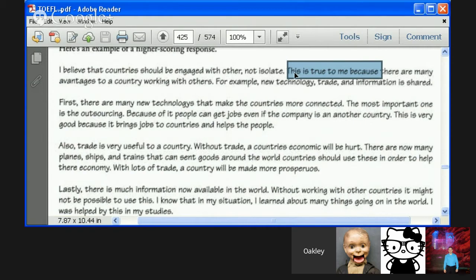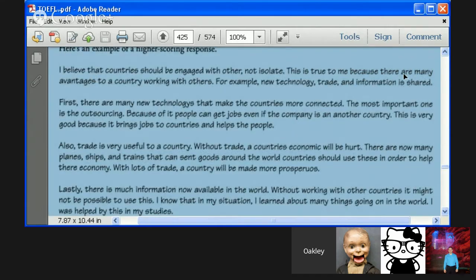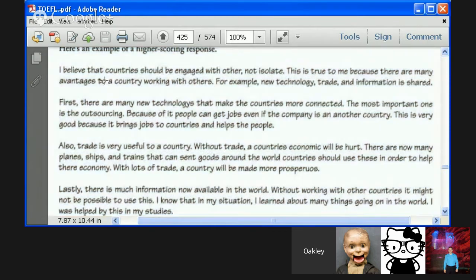Okay. And your sentence, all right, we've only got the first clause here. This is true for me. Okay. And then the end. Because there are many advantages to a country. Advantages for a country. Okay, so what is the problem? I believe that for countries. Okay, there are many advantages. First is countries, and second is a country.